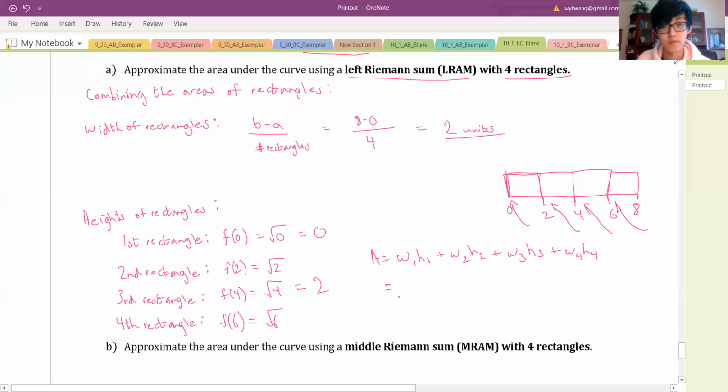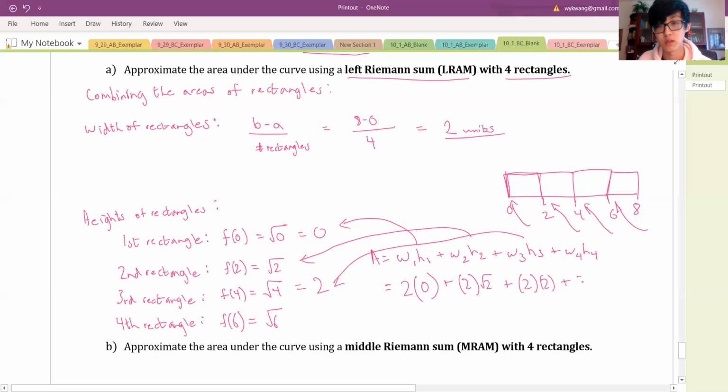Now this is equal to the width of the first rectangle is 2, right? It's always 2 times height. Our height is 0, right? Plus the second rectangle, the width is 2 again, the height is root 2, plus width of the third is 2 again, height is 2, width of the fourth is 2 again, height is root 6. So our answer is going to be 2 root 2 plus 4 plus 2 root 6. And you can literally just leave it as that.